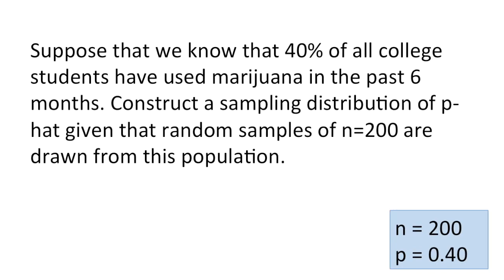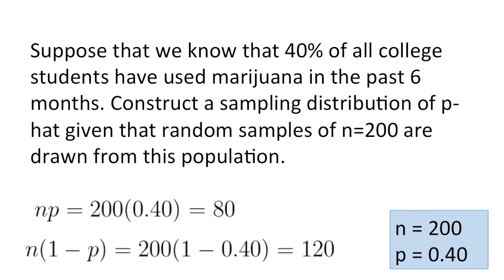Recall that if both n times p and n times 1 minus p are at least 10, then we can apply the rule of sample proportions and we can approximate this sampling distribution using a normal distribution. N times p equals 200 times 0.40, which equals 80. N times 1 minus p equals 200 times 1 minus 0.40, which equals 120. Both n times p and n times 1 minus p are at least 10, so we can use the normal approximation method.